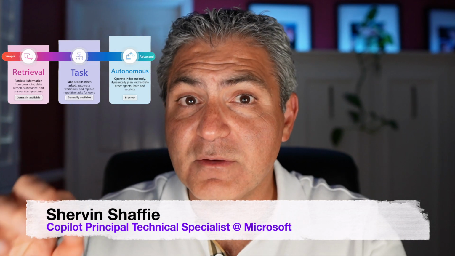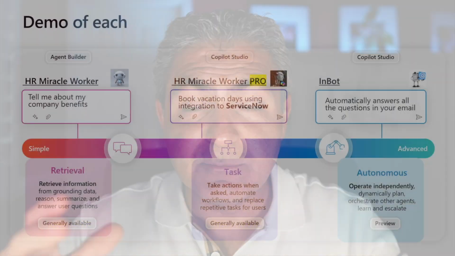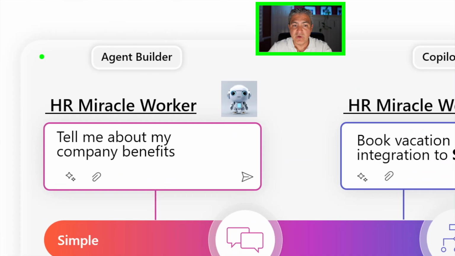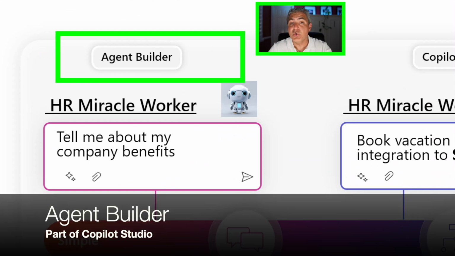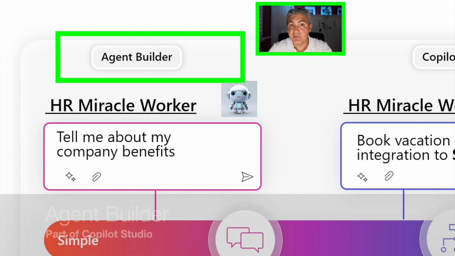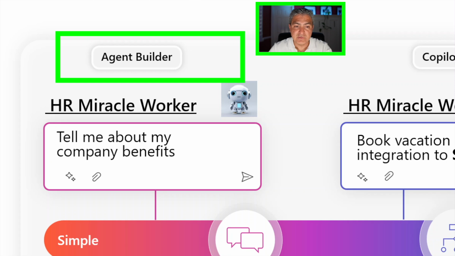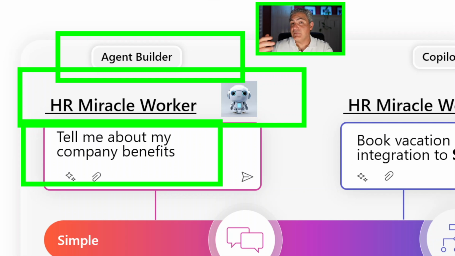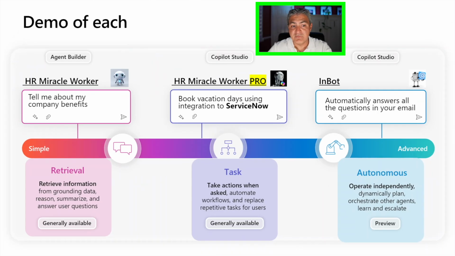I'm going to show you one of each of these three different types of agents as part of the Copilot agent spectrum, starting with the left-hand side, the simplest type of agent, which I built using Agent Builder, a no-code environment where you can develop very simple but powerful agents. And so I very affectionately call this agent the HR Miracle Worker because it tells me all about my company benefits. I have it pointed to a SharePoint site that has all the information about my 401k, vacation, medical, and it does a great job of telling me all about that information.